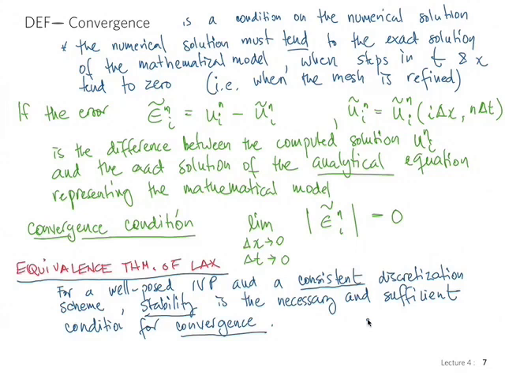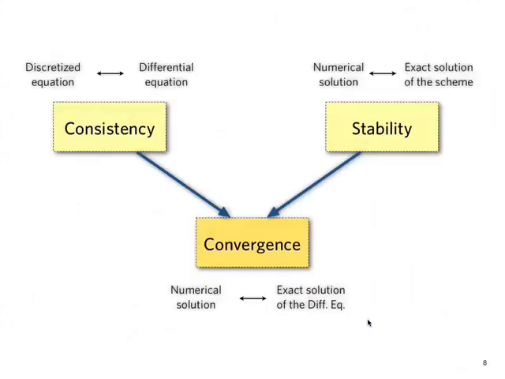So these three conditions are related to each other in the following way. Consistency is a relationship between the discretized equation and the differential equation. We said that the numerical scheme or the discretized equation must tend to the differential equation as the steps in space and time, delta x and delta t, tend to zero.